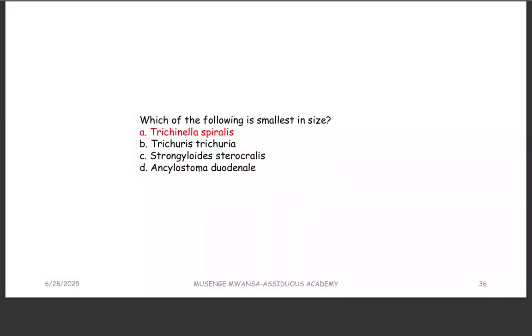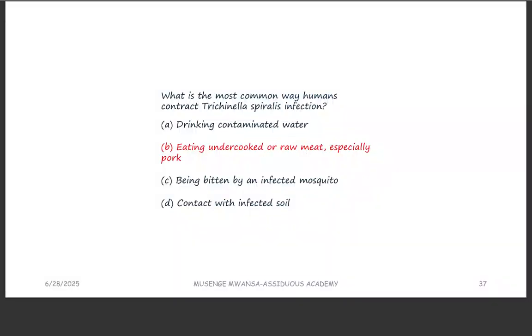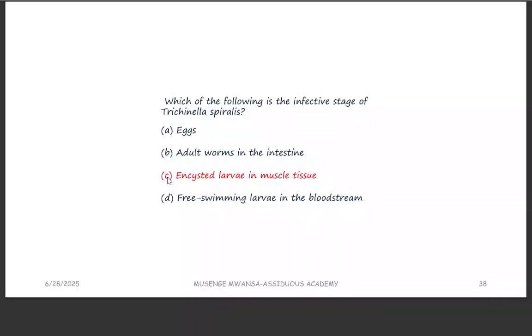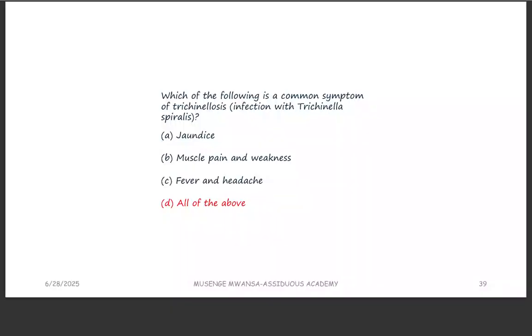Which of the following is the smallest in size? Trichinella spiralis, Trichuris trichiura, Strongyloides stercoralis, and Ancylostoma duodenale. So Trichinella is the smallest. What is the most common way humans contract Trichinella spiralis infection? It's eating undercooked or raw meat, especially pork. Which of the following is the infective stage of Trichinella? As we said, it's the encysted larva in muscle.